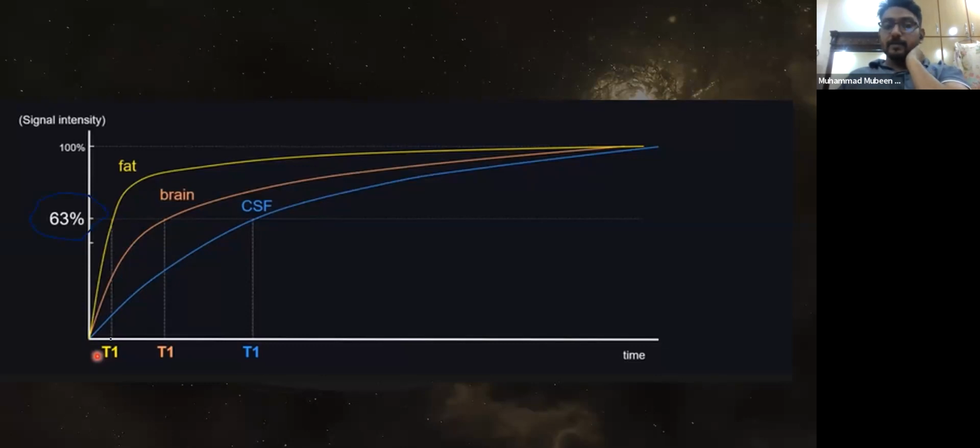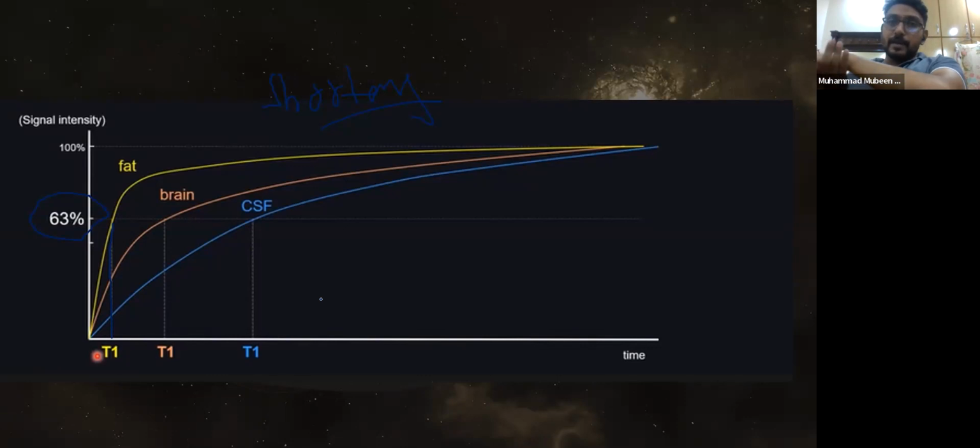Now, the molecules in fat release their energy really fast and have a shortened T1 time. You must have heard this term, that fat has a short T1 time in comparison with the CSF, which has a longer T1 time. I'll come back to this, what its significance is, when we talk about sequences. Similarly, the T2 weighted images have a different significance. They are taken as frequency pulses at a different time.